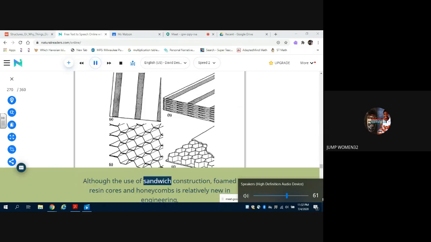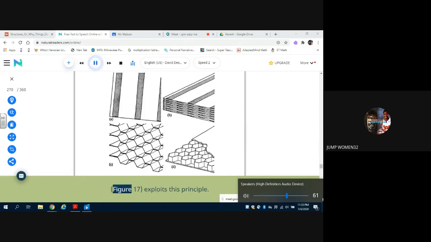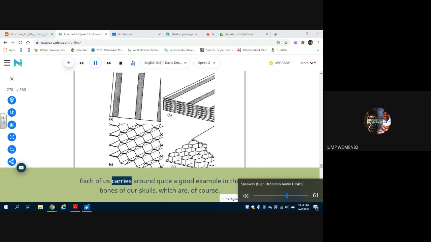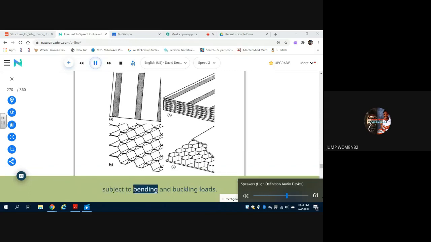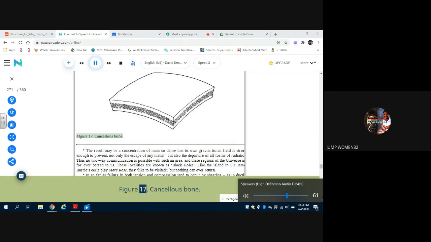Although the use of sandwich construction, foamed resin cores and honeycombs is relatively new in engineering, it has been used for a very long time in biology. What is called cancellous bone, Figure 17, exploits this principle. Each of us carries around quite a good example in the bones of our skulls, which are, of course, subject to bending and buckling loads. Figure 17. Cancellous bone.